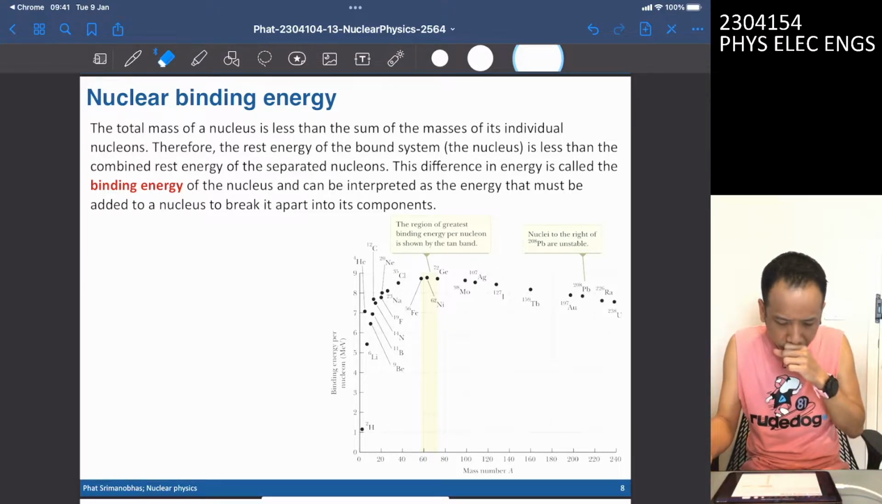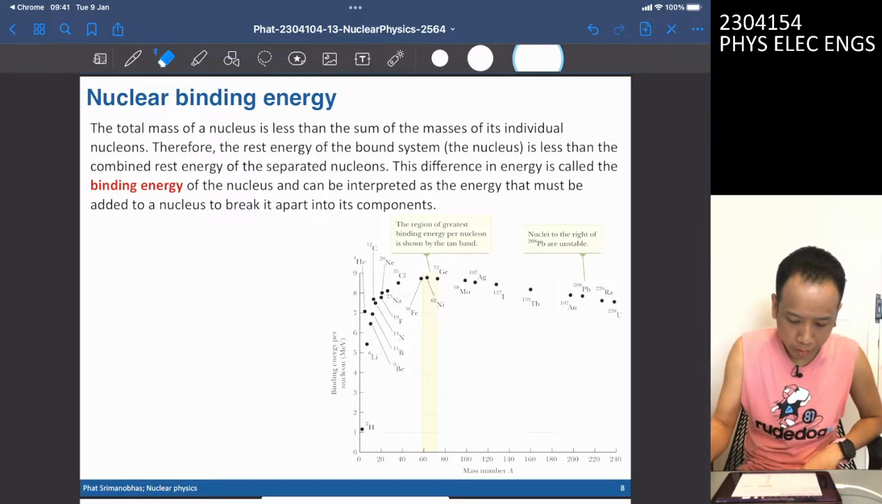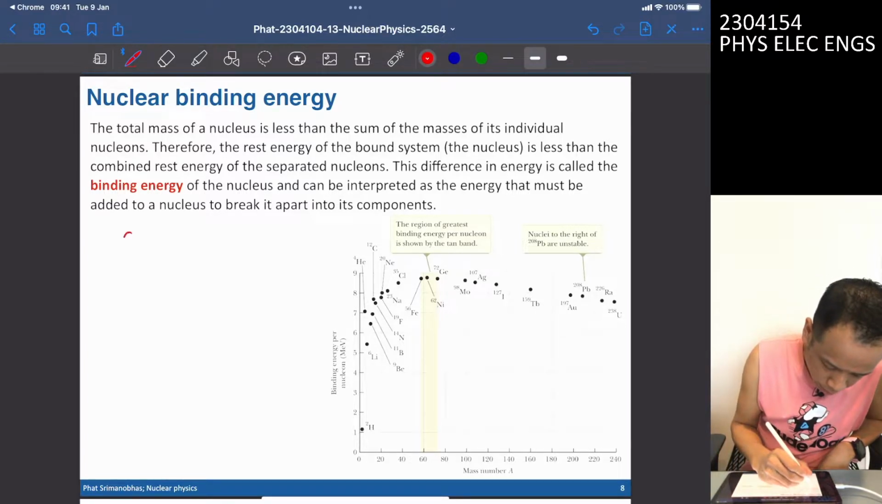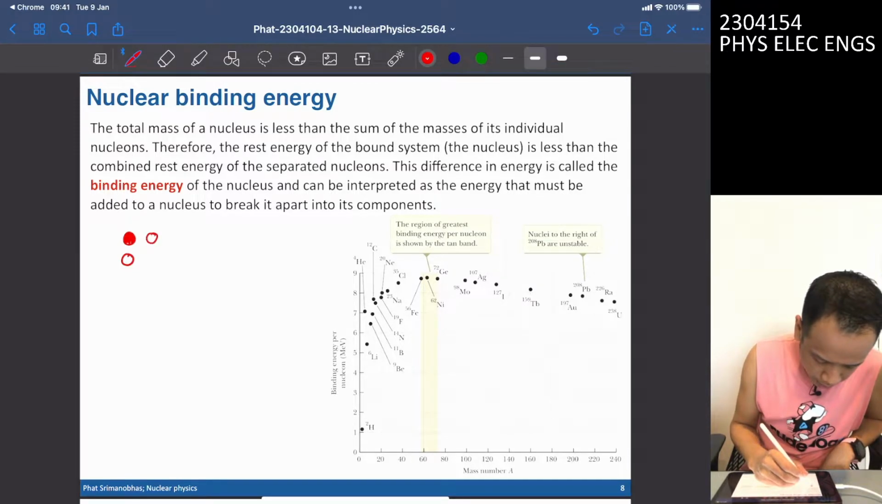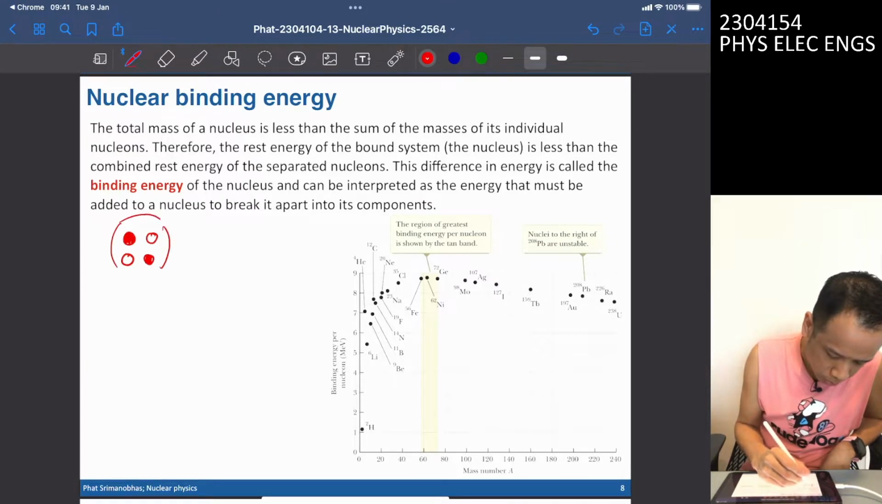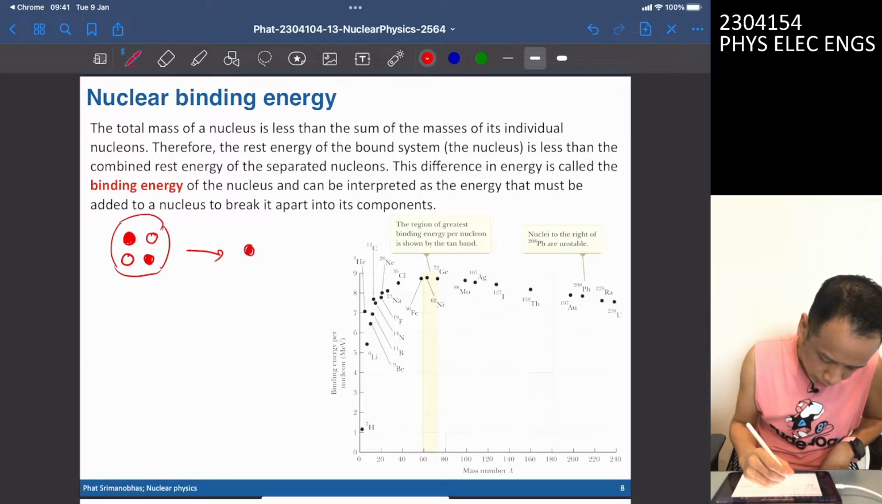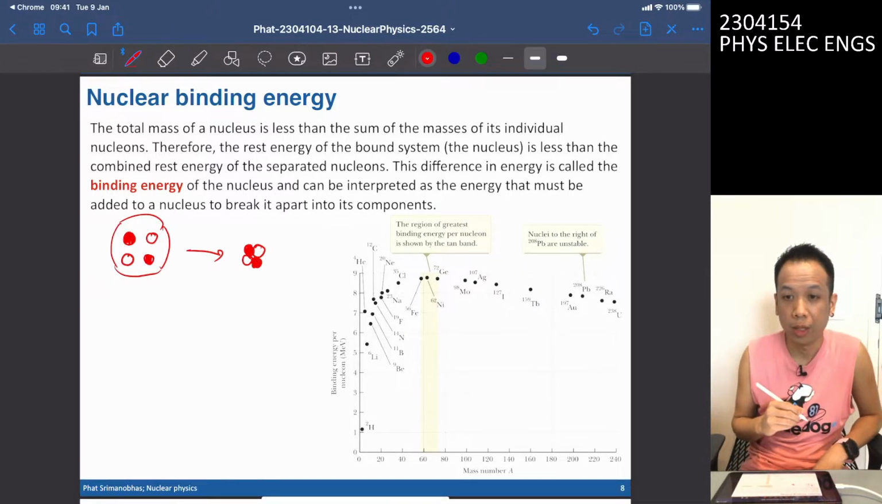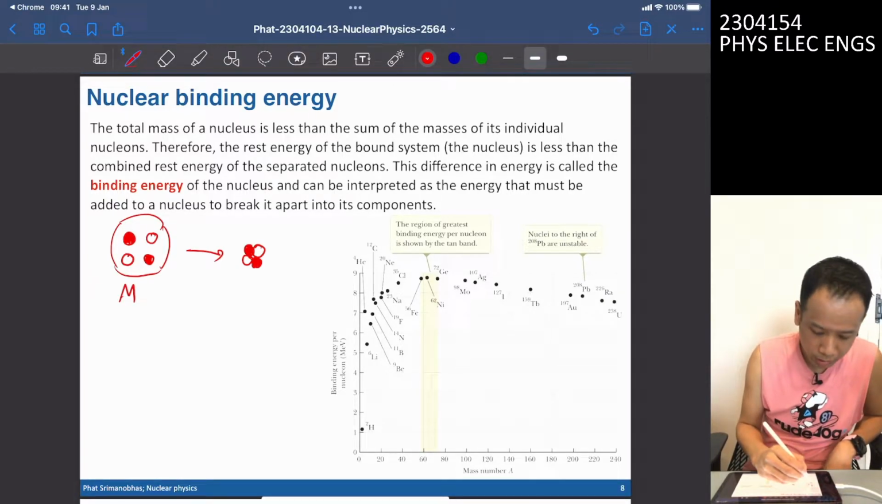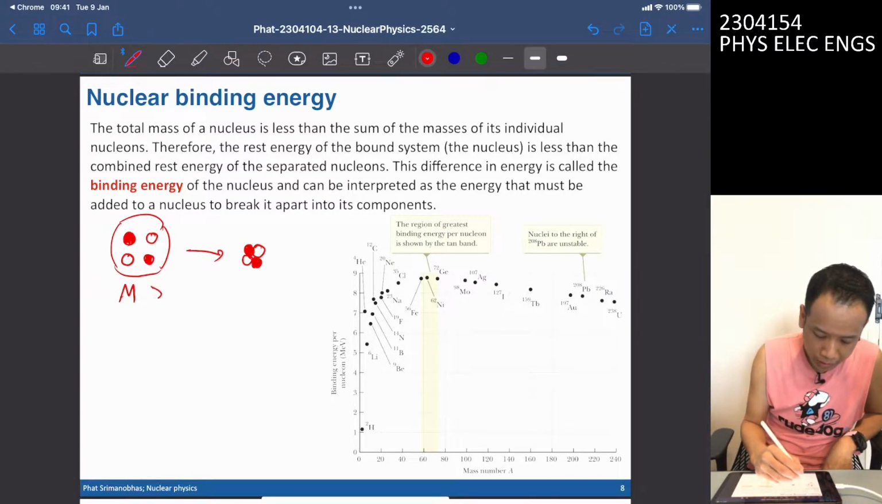Okay. So when we're talking about the nuclear binding energy, what exactly are we talking about? We are talking about a situation where you have, for example, neutrons and protons, and then they start to combine with each other and become a nucleus. Okay. We find that the mass of the constituents, the mass of the components, is larger than the mass of the nucleus.